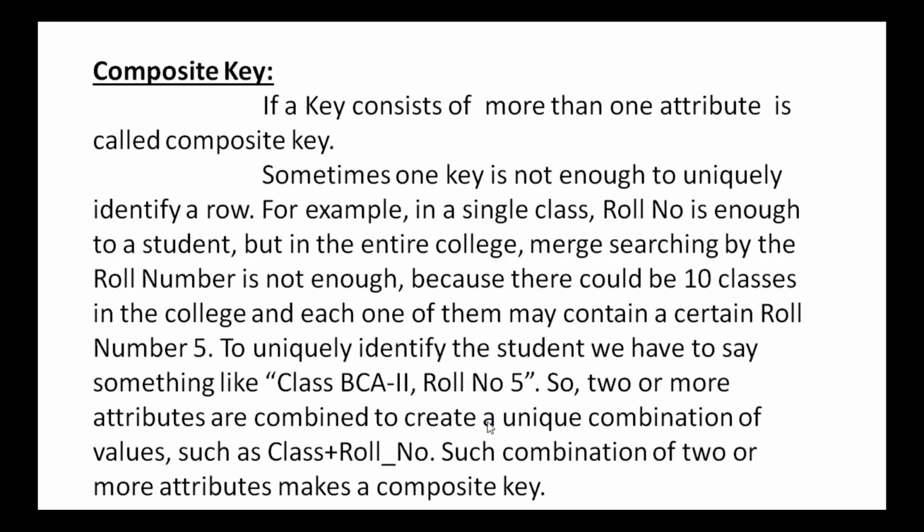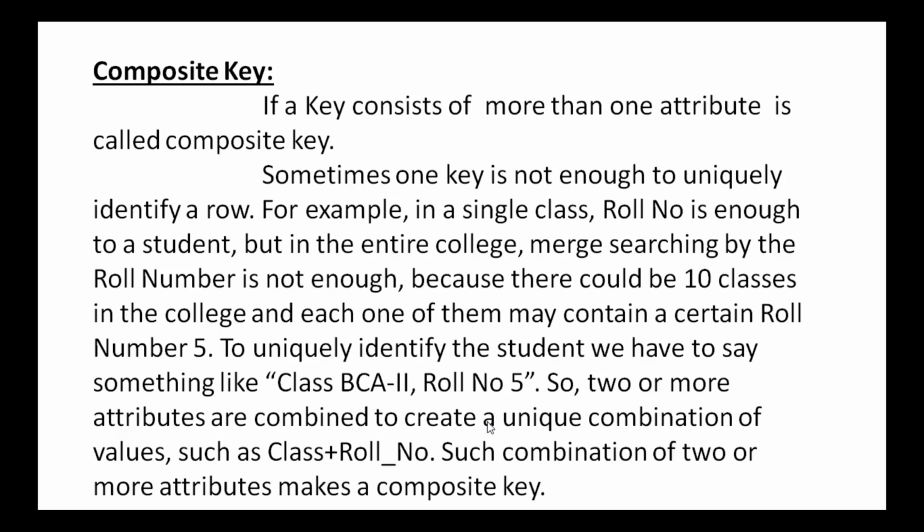Coming to composite key. What is composite key? If a key consists of more than one attribute, it is called as composite key. What it means? Sometimes one attribute is not enough to identify each and every row uniquely. For example, if you take the student table, in a single class, the roll number is enough to identify each and every student uniquely.